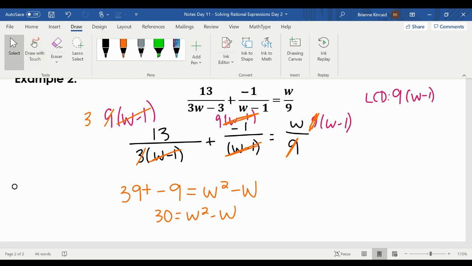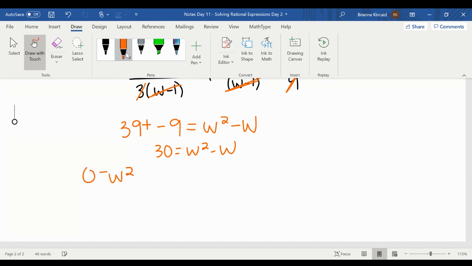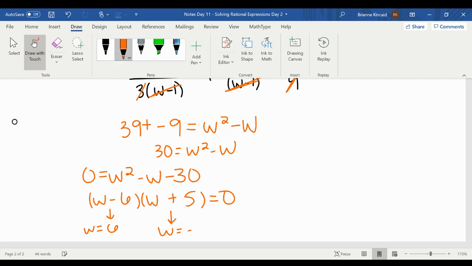You should right away notice you are going to have to solve this by factoring. So I'm going to move my 30 over to get w squared minus w minus 30. Trinomial is going to factor into two binomials. The two numbers that multiply to negative 30 and add to negative 1 are negative 6 and positive 5. This is going to give me a value of 6. And this is going to give me a value of negative 5.